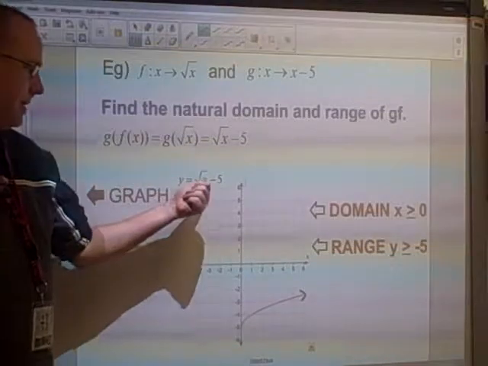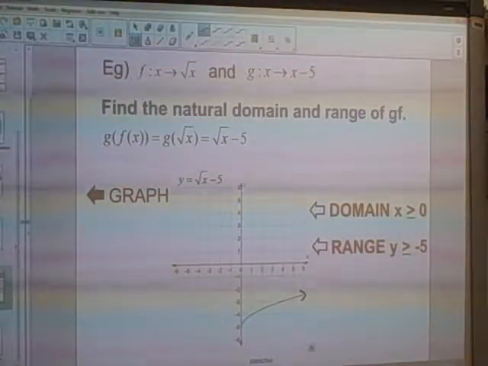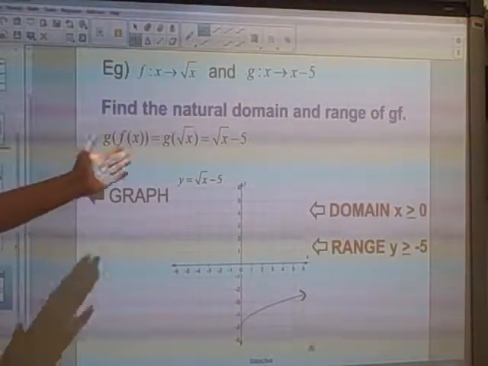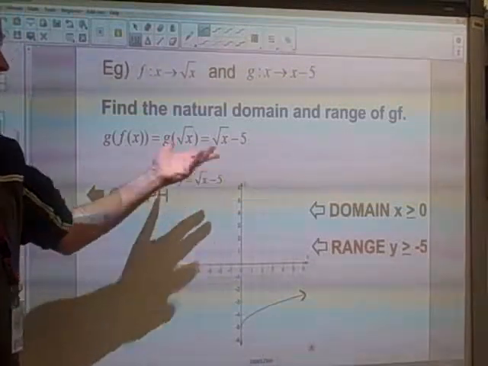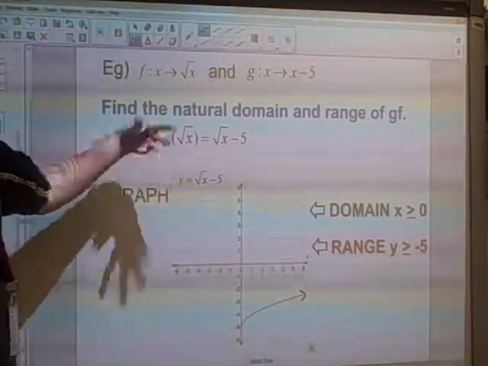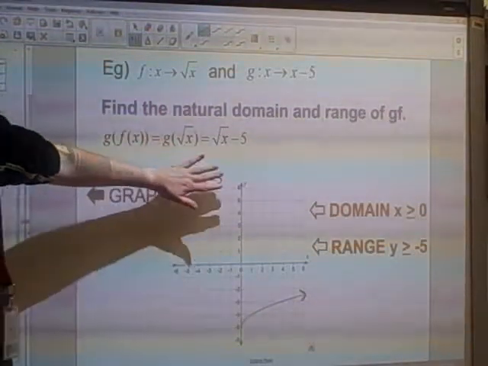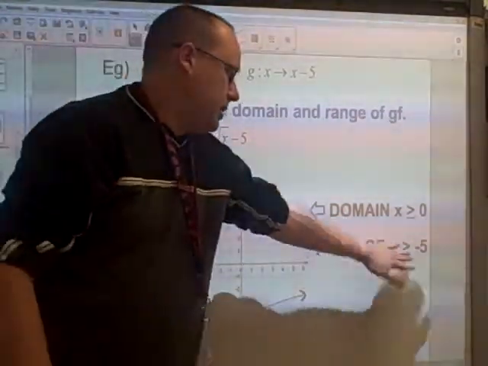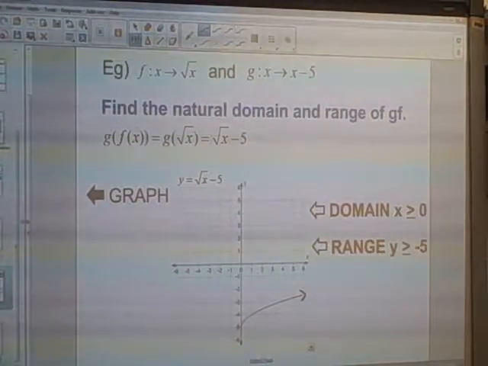In fact, if you were to plug a really big number in for x, say something like 1,000,000, then the square root of 1,000,000 will be 1,000, minus 5 is 995, and the bigger the number you choose, the bigger this number is going to be. So this is actually going to tend to infinity. So we can say y is greater than or equal to negative 5.